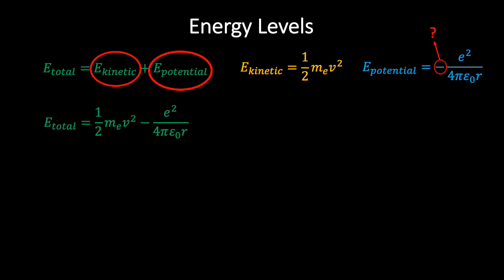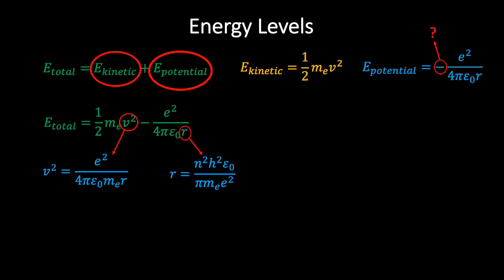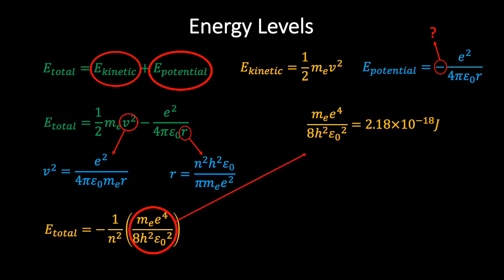So if we add these two equations together and substitute the following expressions for v squared and r, which we derived earlier, then we find the following yellow expression, which simplifies in the following way. Note that all of the terms inside the bracket are constants. If we substitute the experimentally determined values for each of these constants, we find that the combination of terms inside the bracket corresponds to a numerical value of 2.18 times 10 to the minus 18 joules. And so we can write the total energy of the electron as minus 2.18 times 10 to the minus 18 joules divided by n squared. This equation tells us the energy of the electron in each of the allowed orbits corresponding to n equals 1, n equals 2, n equals 3, etc.